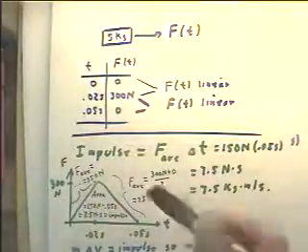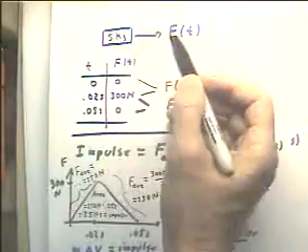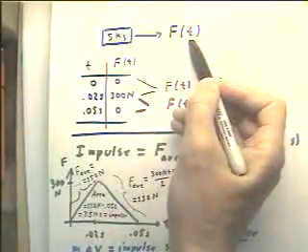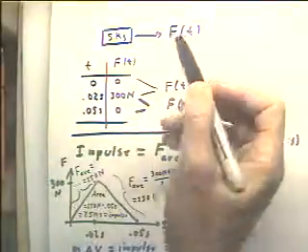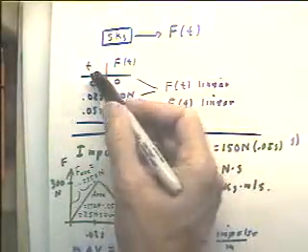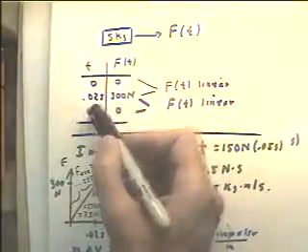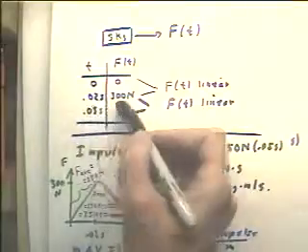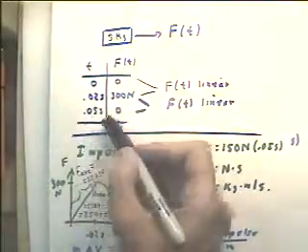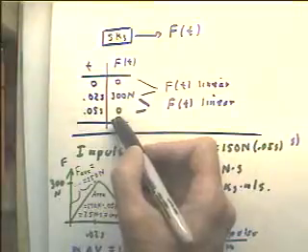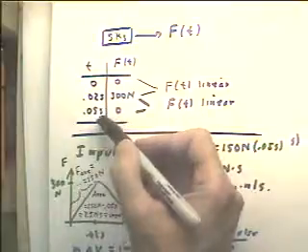Here's another example. We have a 5 kilogram mass with a force that's a function of time, and we're given the force at 3 different values of the clock time t. At t equals 0, the force is 0. At t equals 0.02 seconds, the force has increased to 300 newtons, and at 0.05 seconds, the force is back to 0.